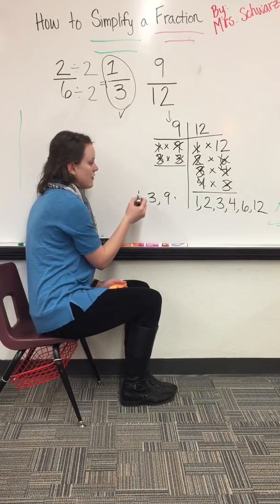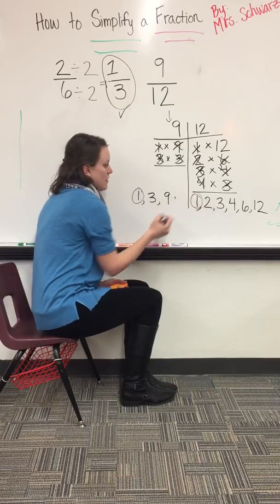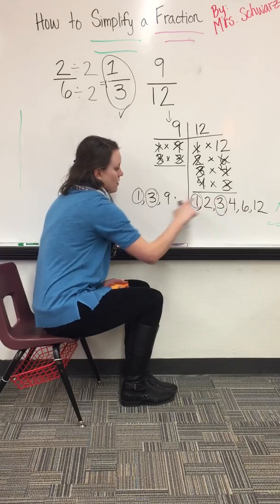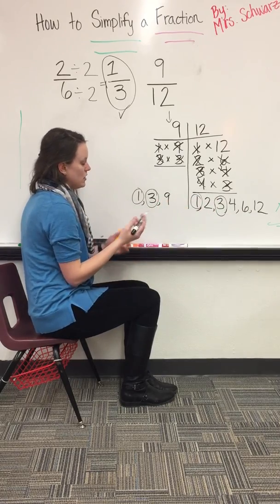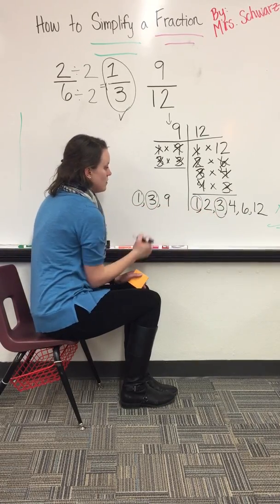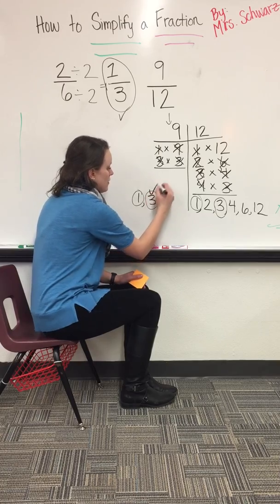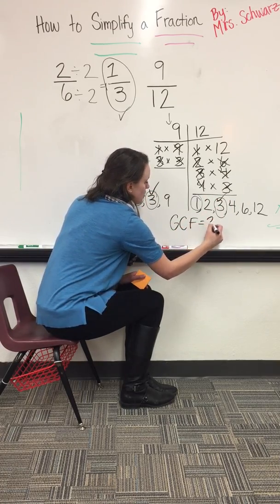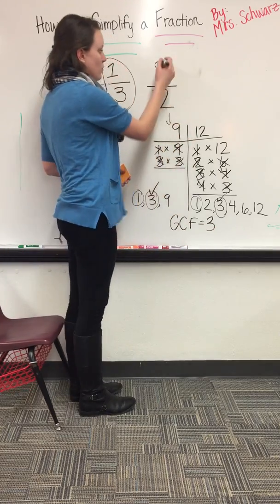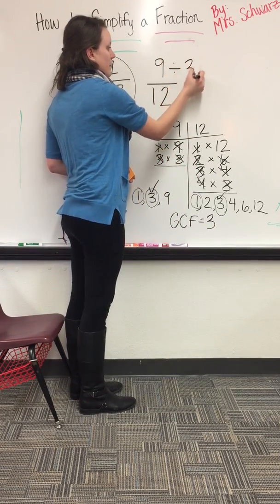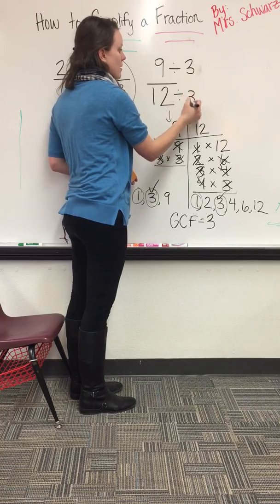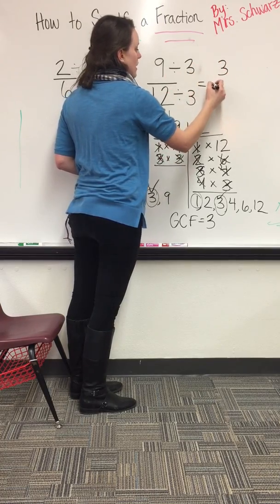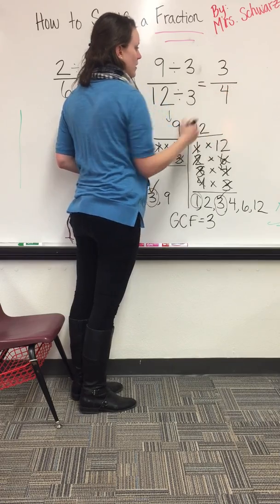Okay, and now we're looking for the greatest common factor. So let's list the ones they have in common. They both have 1, and both lists have 3. There's no 9 on the 12's factor list, so we know we're finished. The greatest of these two, that would be the 3. So our greatest common factor equals 3, and this is the number that we're going to divide by on both the top and the bottom. So 9 divided by 3 is 3. 12 divided by 3 is 4, okay?